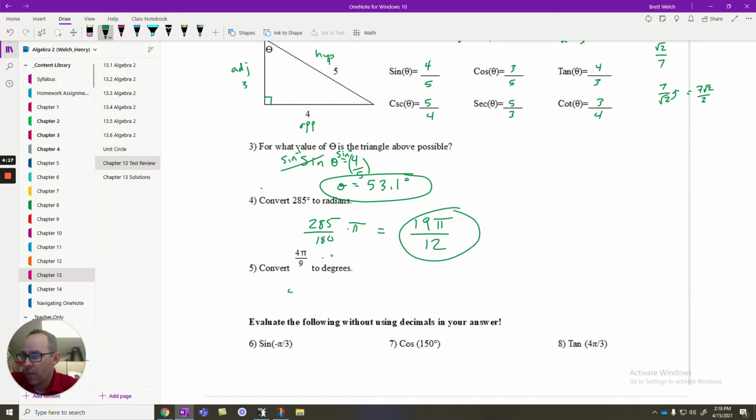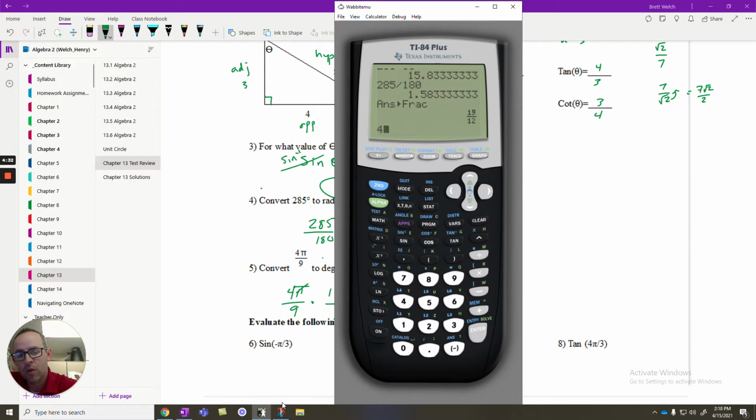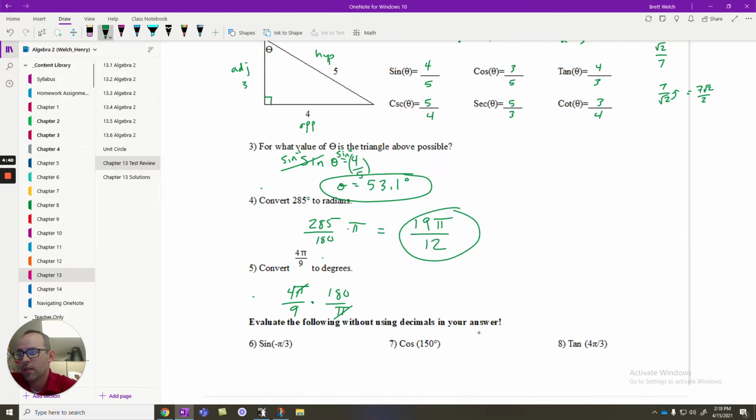Now I want to convert 4 pi over 9 to degrees, so instead of multiplying by pi over 180, I'm going to use 180 over pi. That'll cancel the pi's. And then I'm going to put this in the calculator just as 4 divided by 9 times 180. If I press enter, I get 80 degrees. So this comes out as 80 degrees.